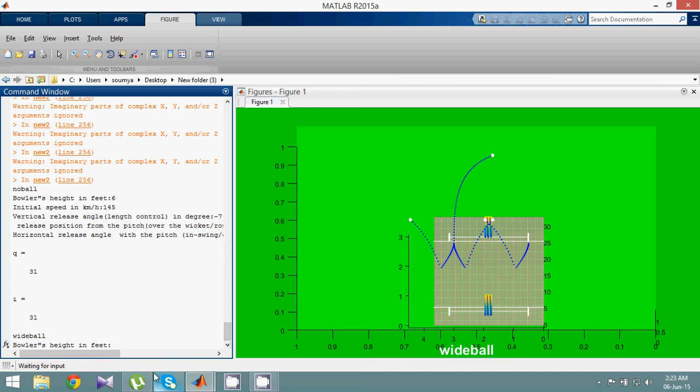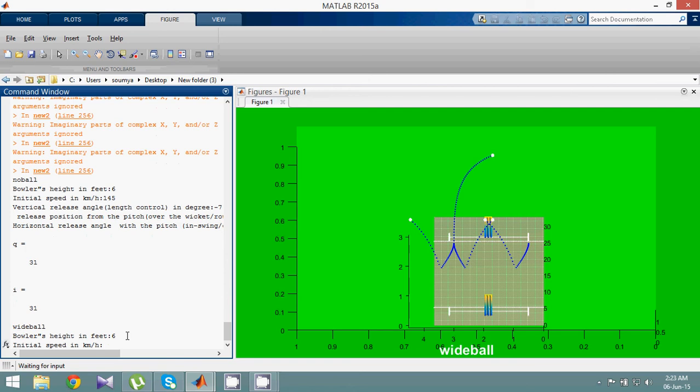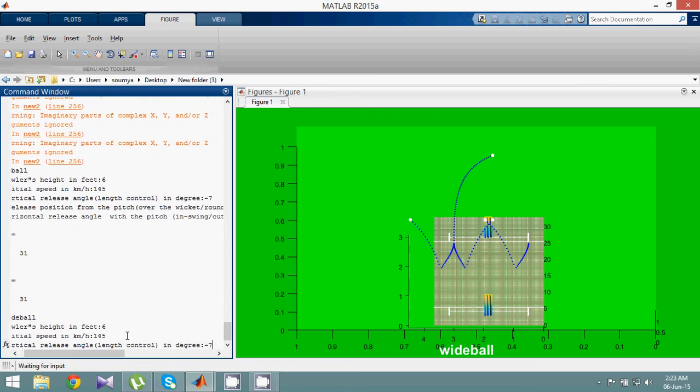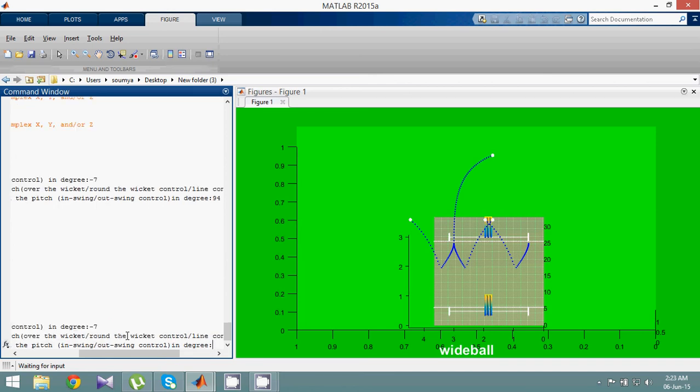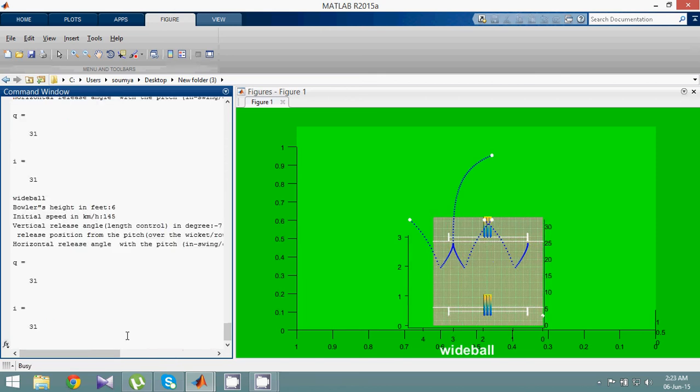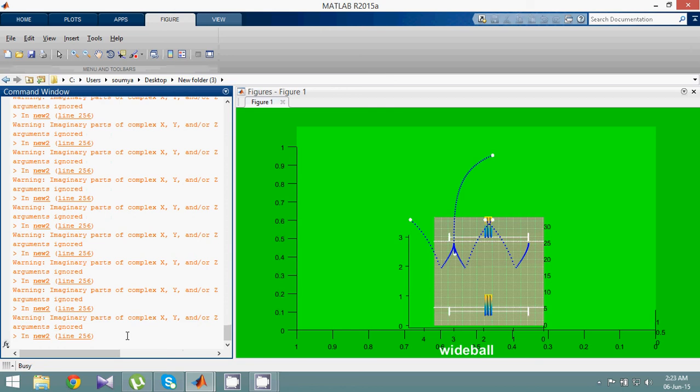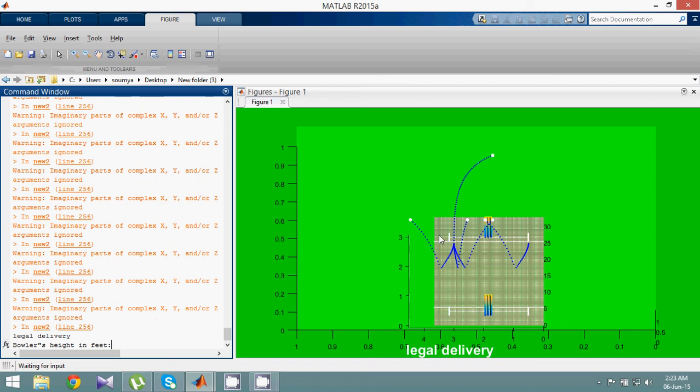And lastly, I'm going to show a legal delivery. If those things don't happen, then you're going to see a legal delivery. So I use the height same, the initial speed same, the vertical release angle same, around the wicket, well, as 3, and for the swing I use, well, not 90, maybe 80, 86, right? 86-degree horizontal angle. So that's the legal delivery.